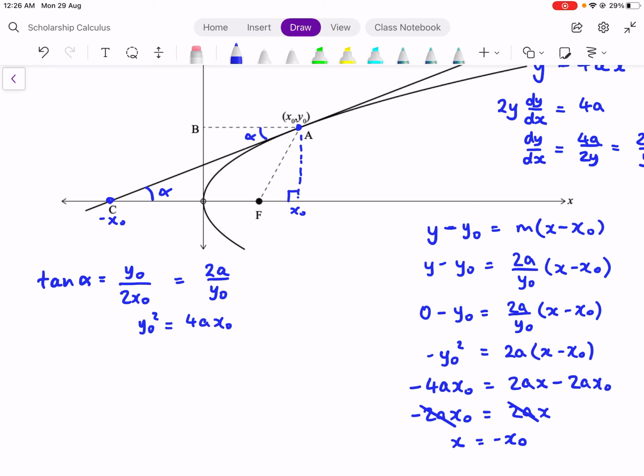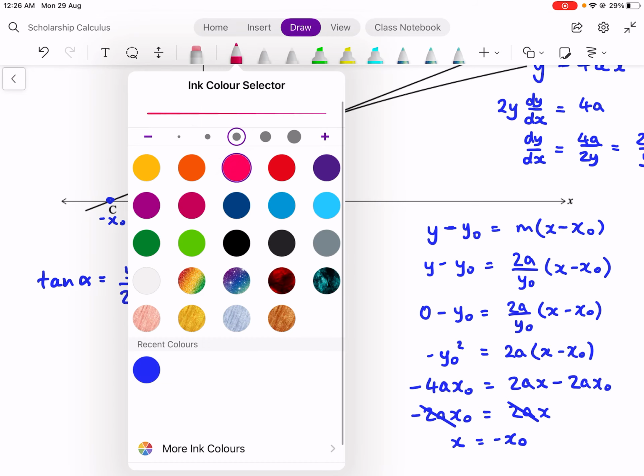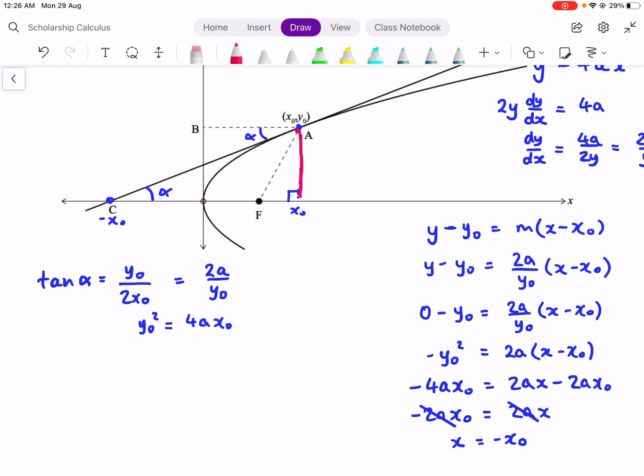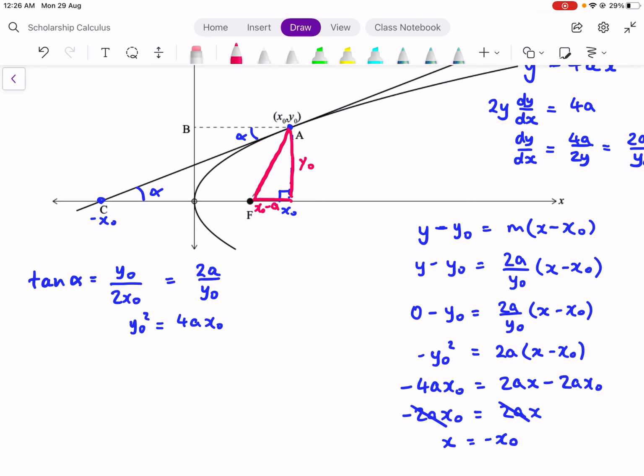And if I just look at this triangle, well, its height's y naught still, but this length here is x naught minus a, the distance between the foci. So it's y naught over x naught minus a.